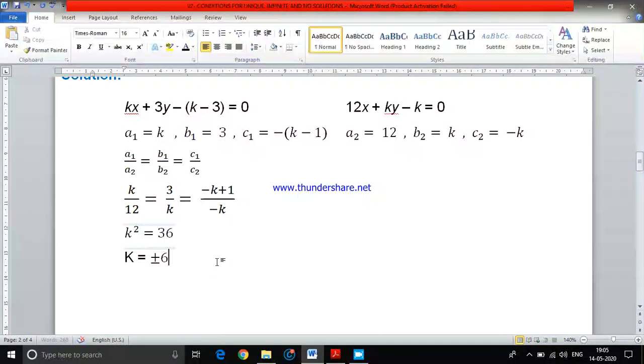Now some of you might have the doubt: what is plus or minus 6? If I take plus 6 whole square, that also gives the answer 36. Even if I consider minus 6 whole square, minus 6 into minus 6 is 36. So the square of both plus 6 and minus 6 gives 36 only. That's why the k value will be plus or minus 6.